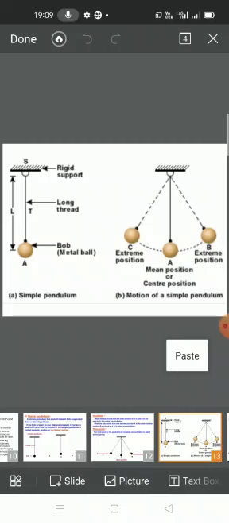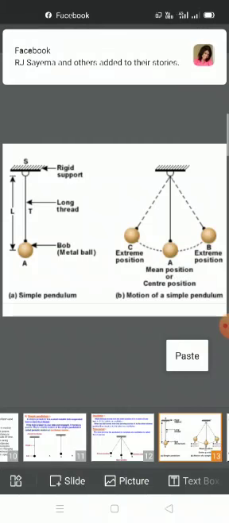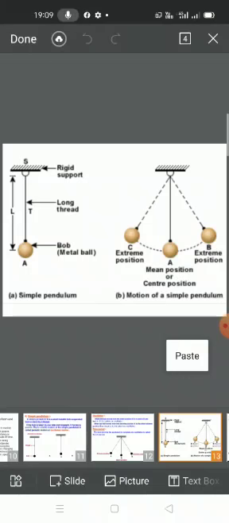Next is the time period of the pendulum. Time period means the time taken by the pendulum to complete one oscillation. The time taken by the pendulum to complete one oscillation is known as the time period of the pendulum. These are a few terms related to the simple pendulum.